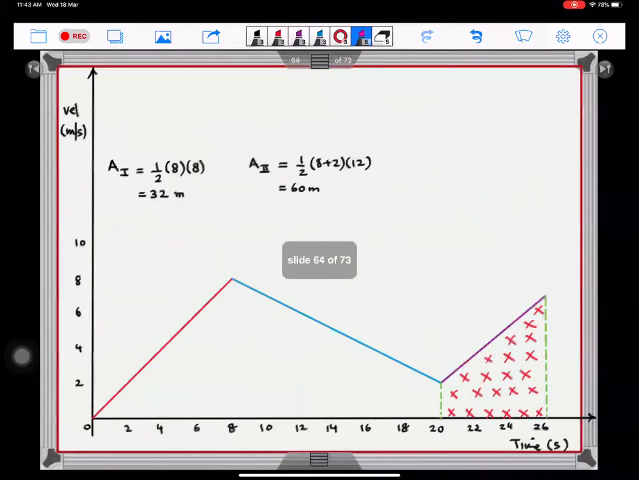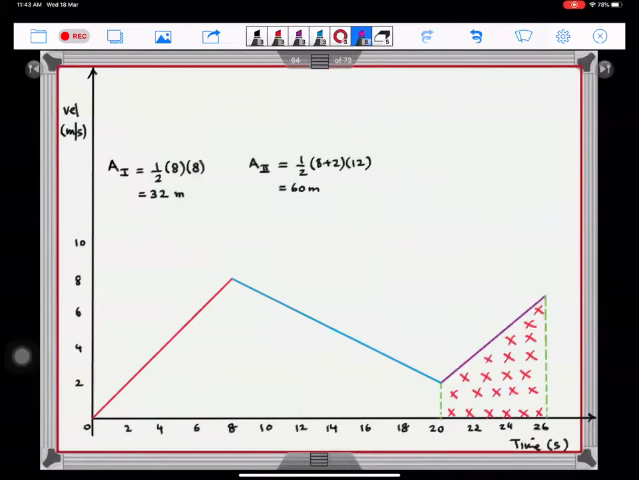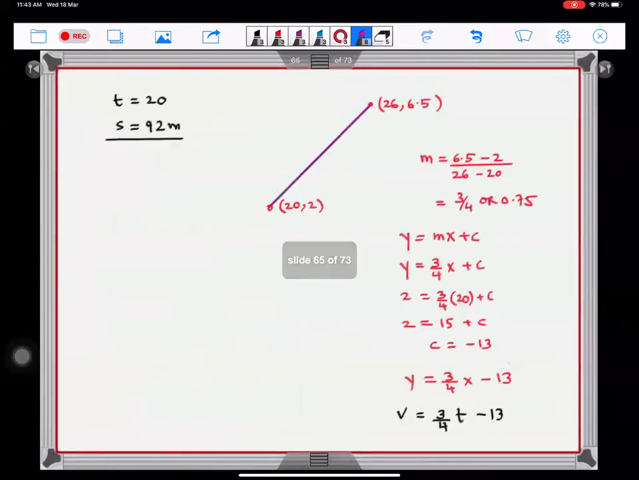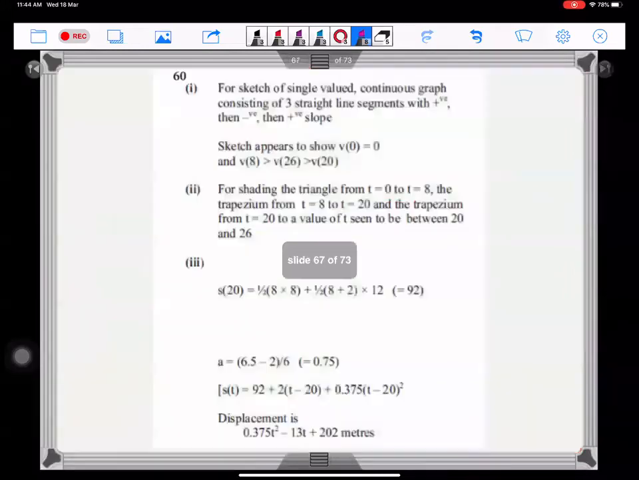So a very, very involved question. Question number 60. The graph part, area during the first 20 seconds, the coordinate geometry part, the integration part for finding the constant of integration, and of course, finding the displacement equation. Let's move on.